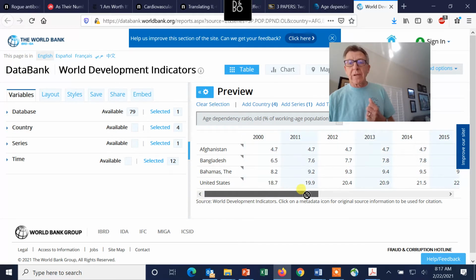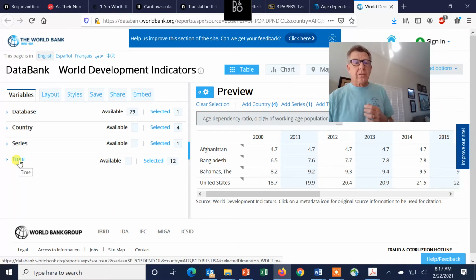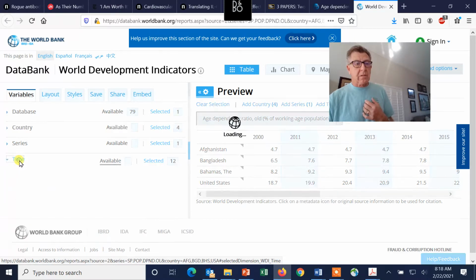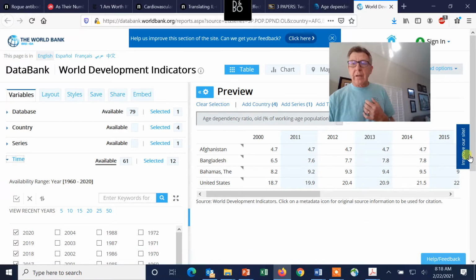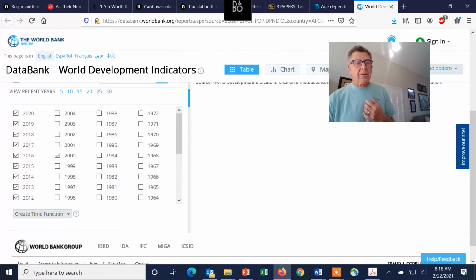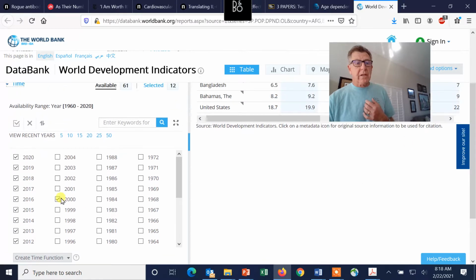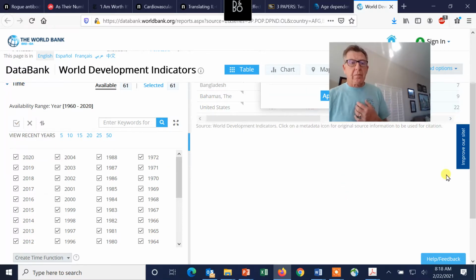If you want to extend the database, then you need to change the time series right here. Let's say I want to extend the database. I'm going to click right here, and let's say I want to take it all the way back to 1964. You click the time series that you want, or you just click right here, and it applies the entire time series to what you're looking at.